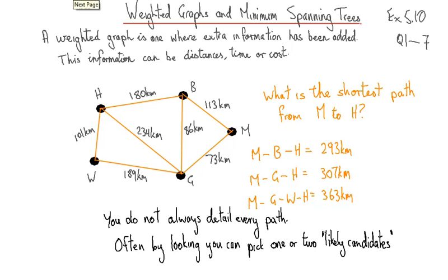You don't always have to detail every path. I mean, you could have clearly seen that MGWH was going to be a very long way, and so we didn't need to do it. Often you can just pick one or two likely candidates.